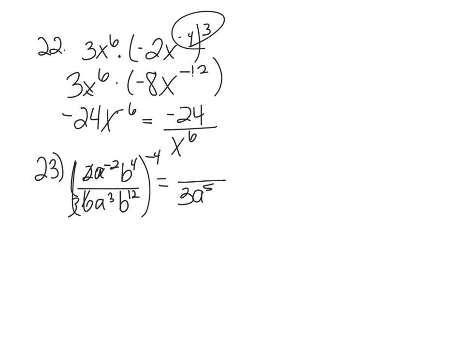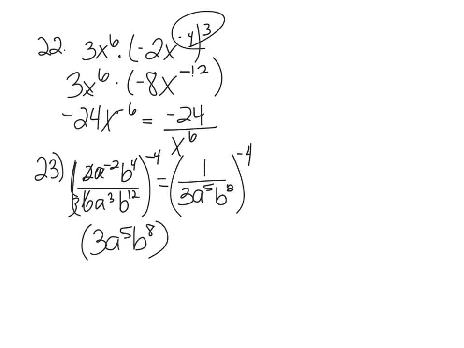And b to the 4th divided by b to the 12th is b to the negative 8. b to the negative 8 goes in the bottom as a positive 8. And we have nothing left here. So let's take that negative, flip it, so I get 3a to the 5th, b to the 8th, to the positive 4 now. Because the negative can also make the fraction a reciprocal. And 3 to the 4th is 81, a to the 20th, b to the 32.